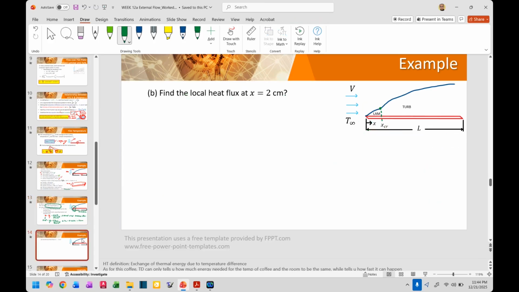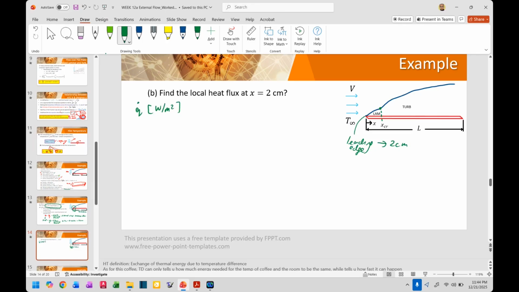What is the local heat flux at 2 centimeters? Okay, that means 2 centimeters from the leading edge. So the leading edge is, okay, this is the leading edge, right? So 2 centimeters after the leading edge. Now, what is heat flux? Heat flux is Q dot, okay? Small q dot, which is in watt over area, okay?